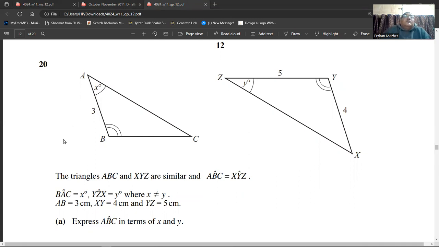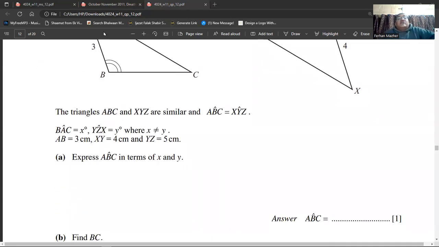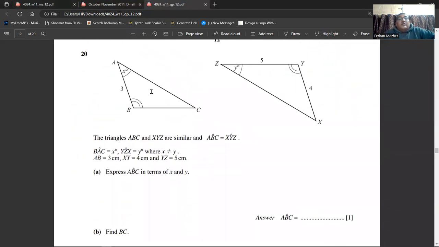Okay, so the angle at A and the angle at X are equal to each other. The angle at B and the angle at Y are equal to each other. And the angle at C is equal to the angle at Z. So this angle is also Y. So X plus Y plus ABC will be equal to 180. So I can find the ABC angle in terms of X and Y, very simple.